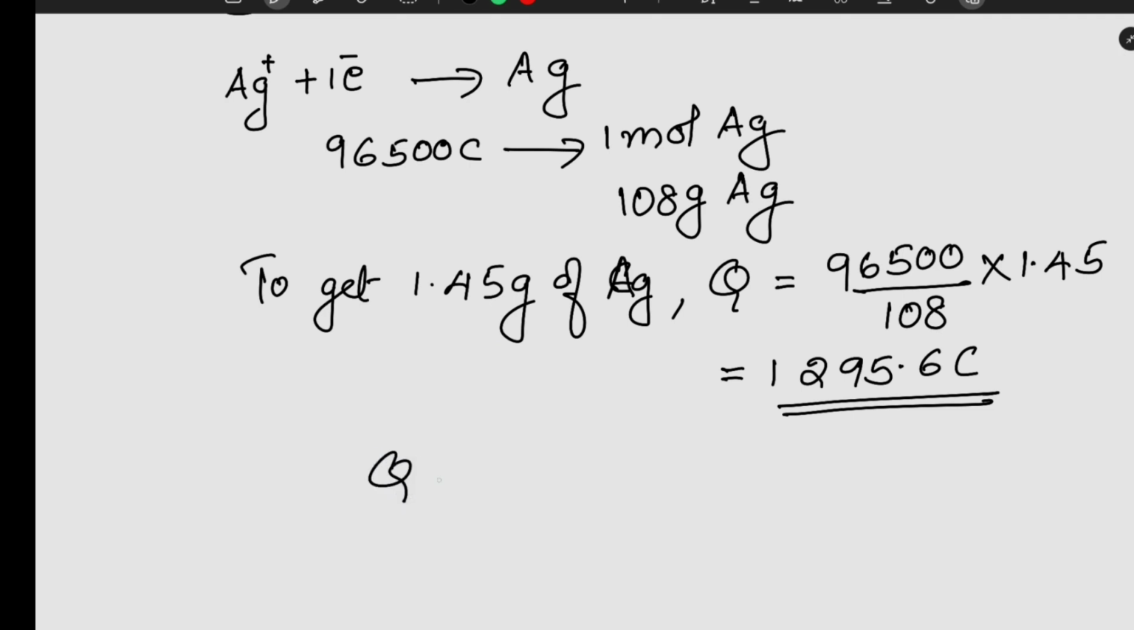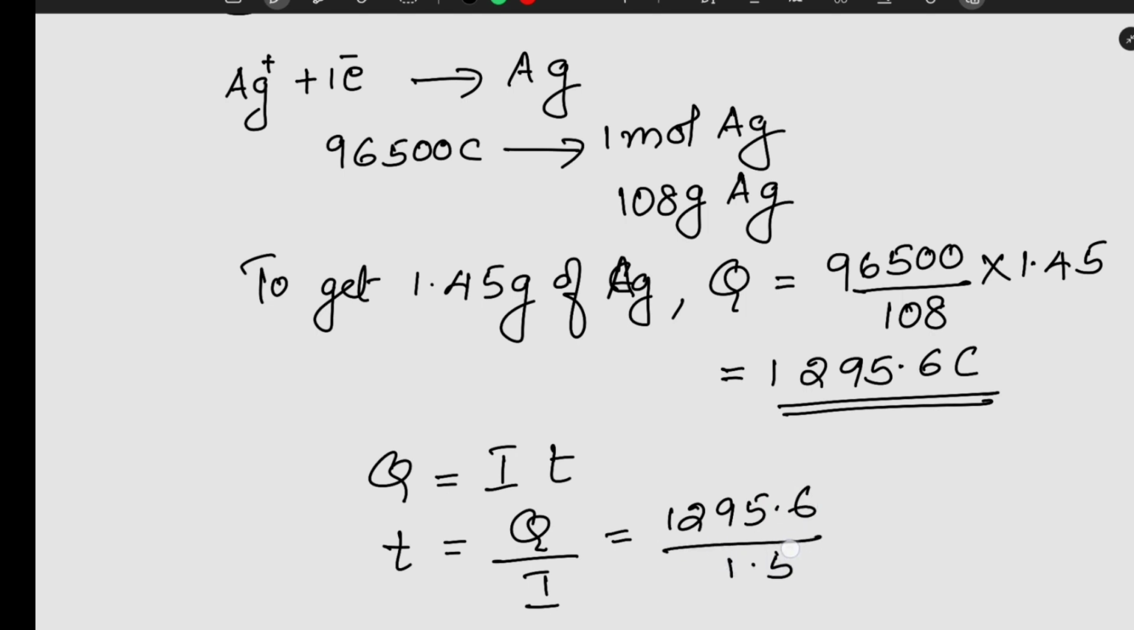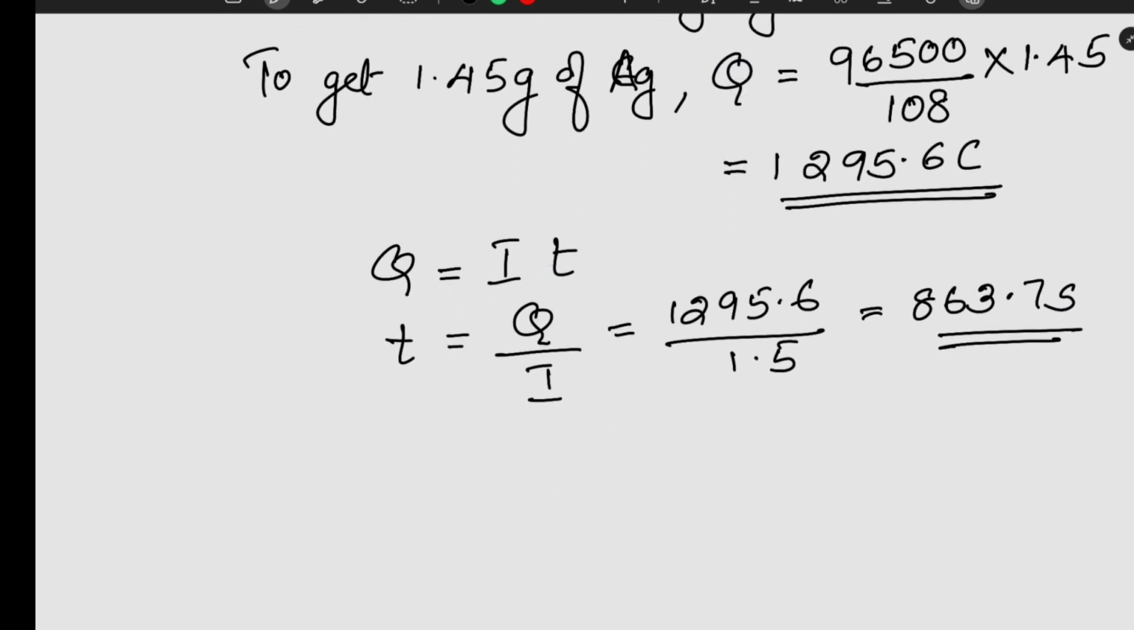Now, Q is equal to IT. That is, now we got Q. Now time is equal to Q by I, that is equal to 1295.6 divided by 1.5. That is equal to 863.7 seconds.